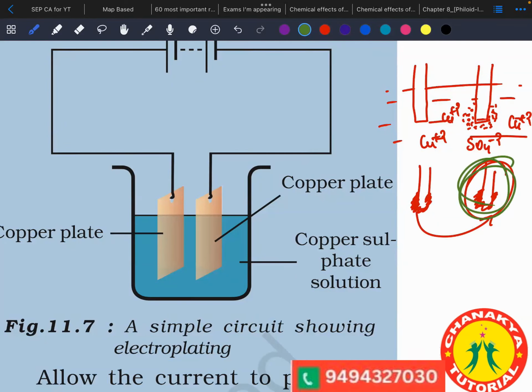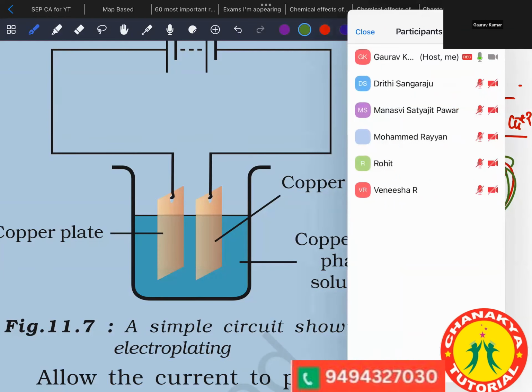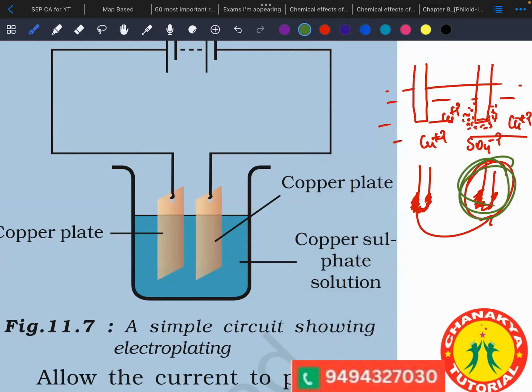Okay, so you are correct. Dhriti asked me. You are correct that both the electrodes will break. The copper from both the electrodes will break, but eventually all of it goes to that electrode because it is negatively charged. So eventually all that is broken down will deposit on it. Okay, so it will become bigger. Fine.